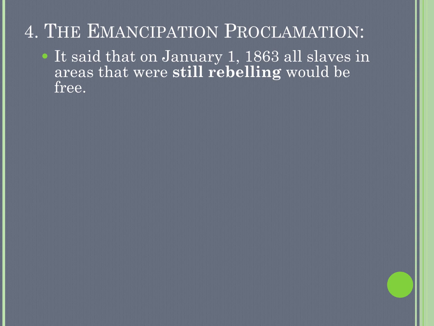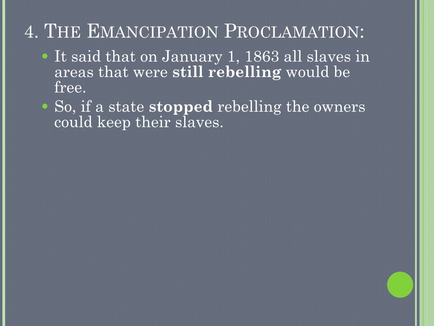So Lincoln was very careful to make sure that this only applied to states that were rebelling against the Union. So that meant the border states, Missouri, Kentucky, West Virginia, Maryland, Delaware, that had slavery would not be affected by this. So if any of the southern states stopped rebelling and came back and joined the Union, their owners would be allowed to keep their slaves. So Lincoln tried to give an incentive for some of those states to come back.